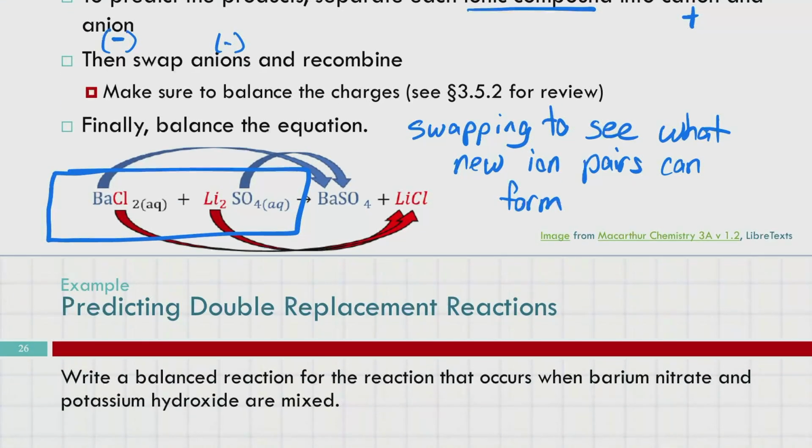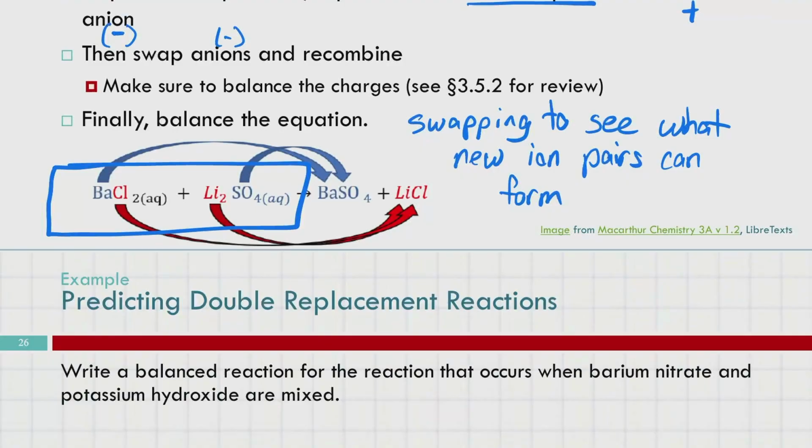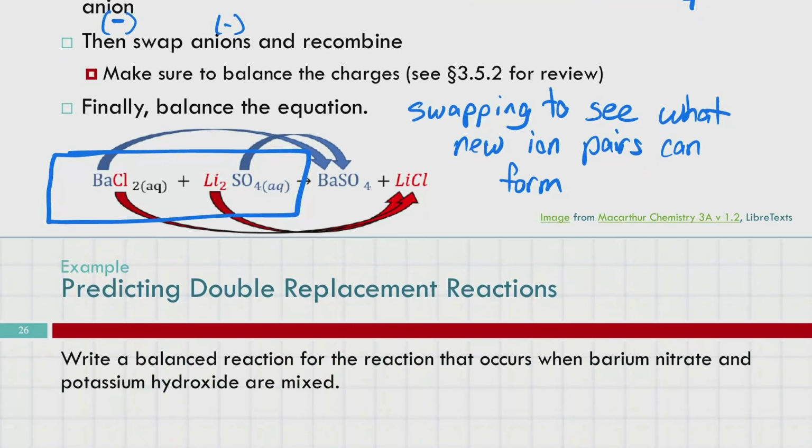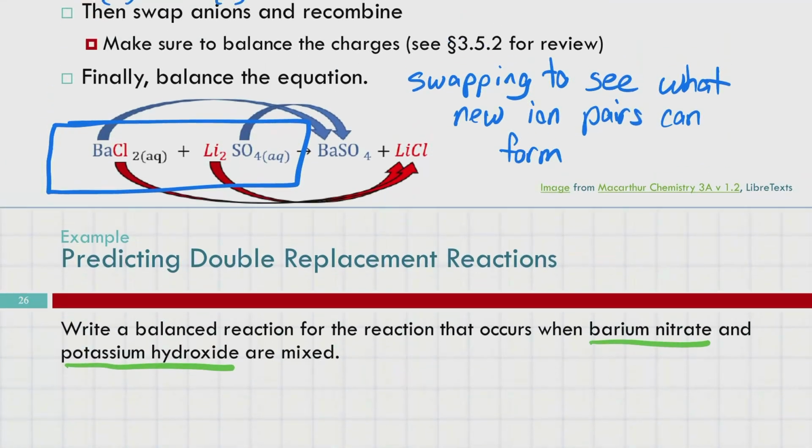So an example of this, we want to write a balanced reaction for the reaction that occurs when barium nitrate and potassium hydroxide are mixed. So barium nitrate and potassium hydroxide are our reactants. So our first step is we need to figure out what our reactants are. We need to figure out what their chemical formulas are.